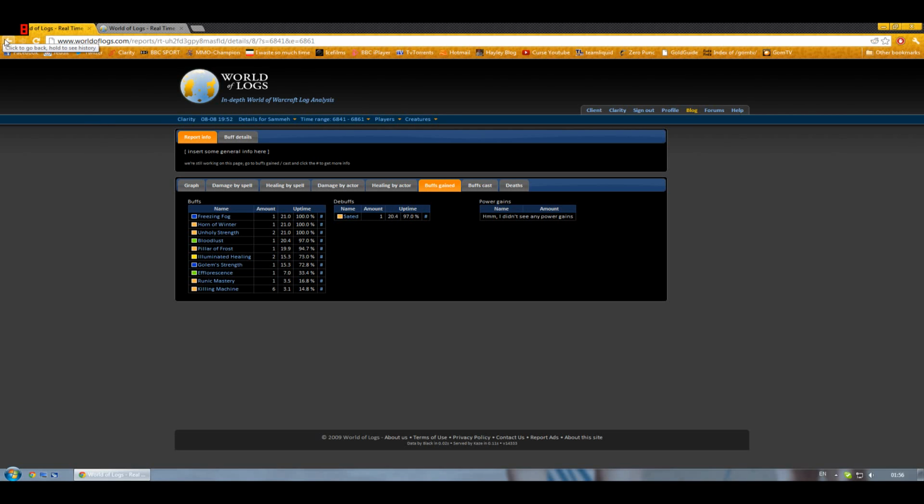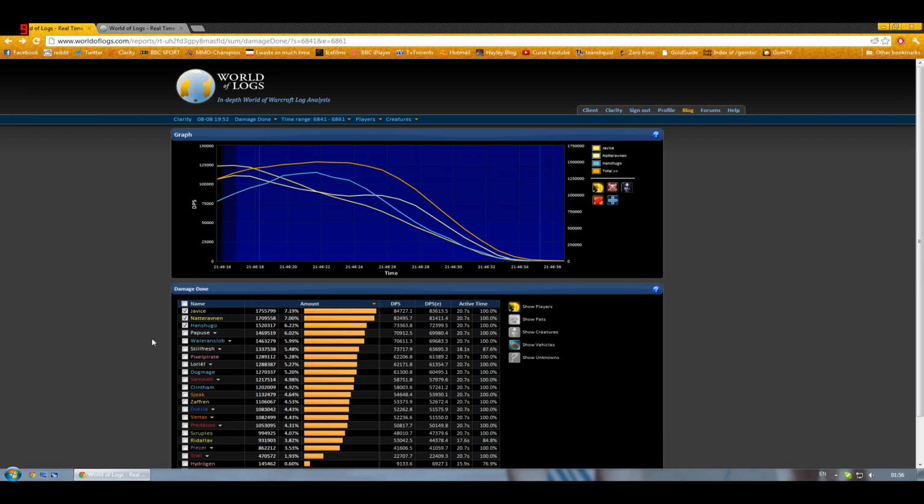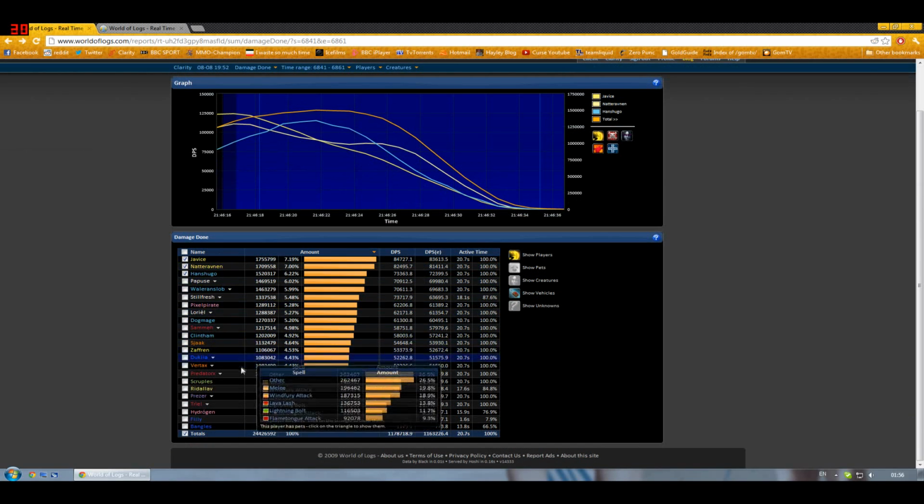They're also very important to see if you're looking at someone else's logs to see how you can try and improve. You can see what they did differently to you during a certain time period of the fight. So this is the example for damage done.